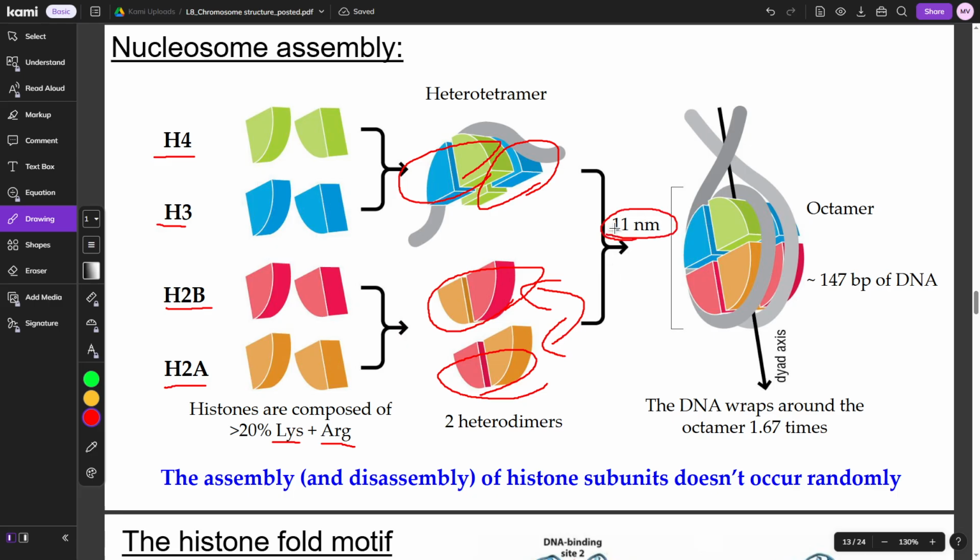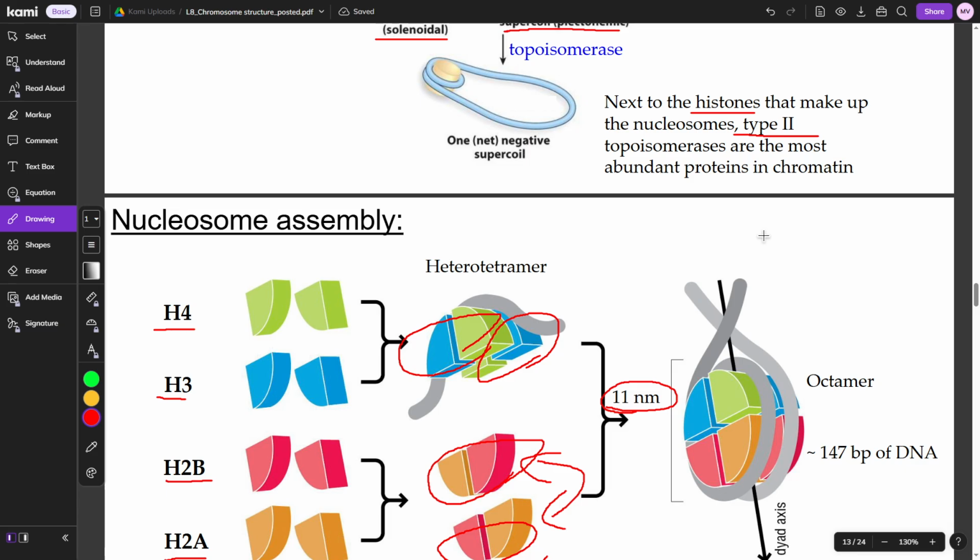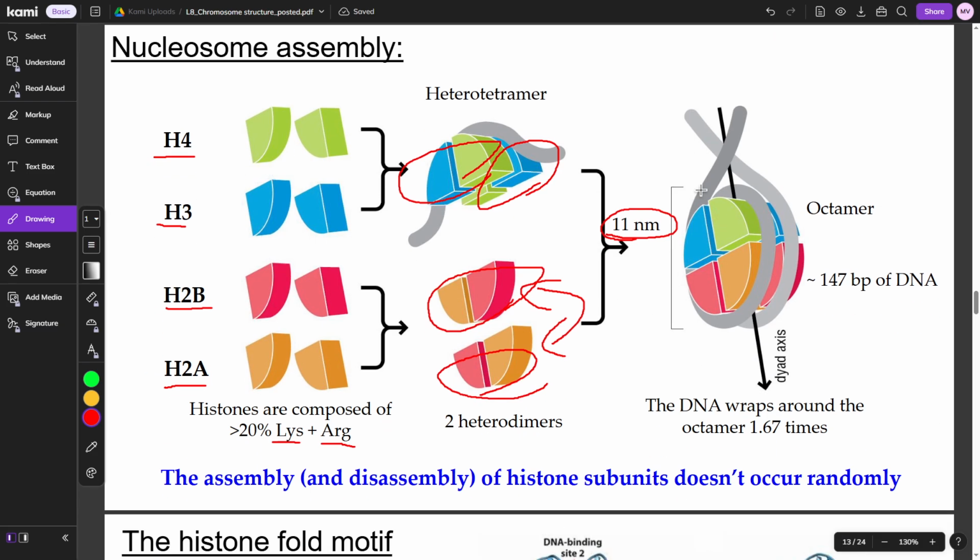And here's that 11 nanometers again. This kind of structure here is 11 nanometers. I think above I said that the distance is 11 nanometers, but to be more clear, the length of this thing is 11 nanometers. The DNA wraps around the octamer around 1.67 times. The couple numbers I try to remember are maybe how many times the DNA wraps around, and for sure this number: you should absolutely memorize that there are 147 base pairs of DNA that wrap around a nucleosome. That is something you have to remember.